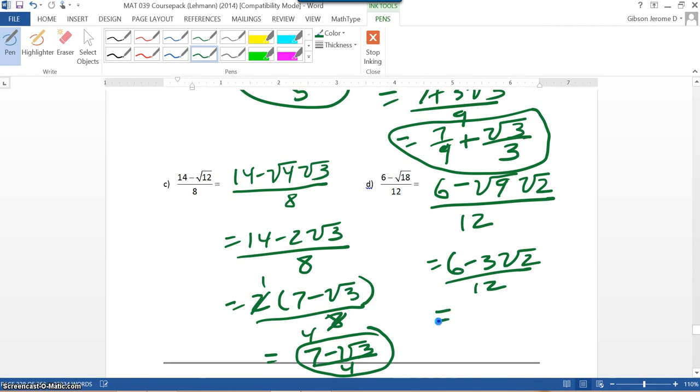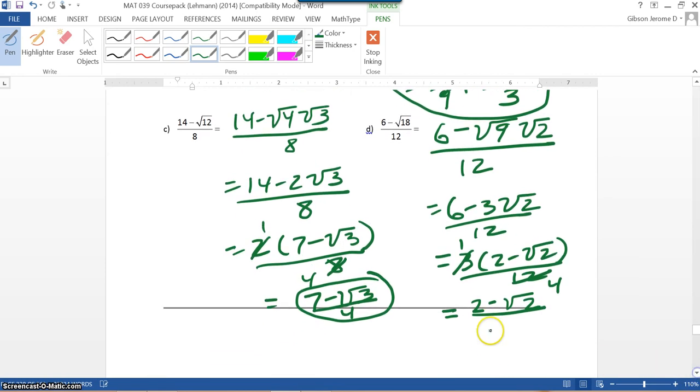Now we know 6 and 3 have 3 in common. So that would be 2 minus the square root of 2 all over 12. And 3 and 12 both have 3 in common. 3 goes into 3 once, 3 goes into 12 4 times. So our final answer here would be 2 minus the square root of 2 all over 4. And that will be our final answer.